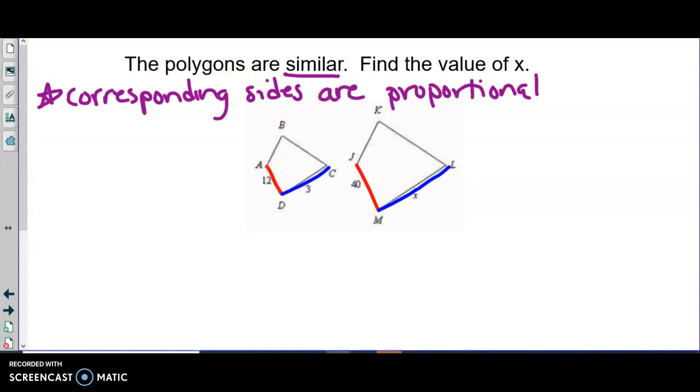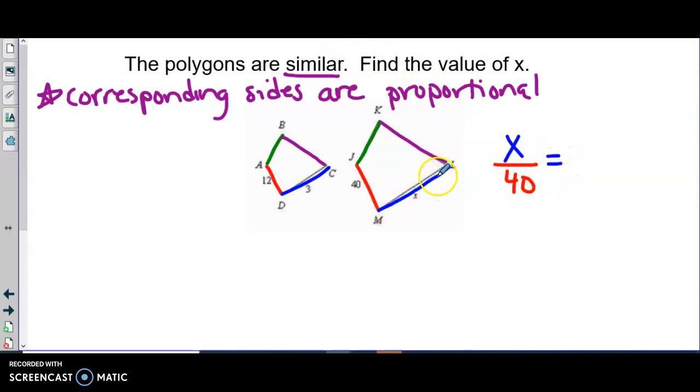And then you don't have to know the rest of these, but AB corresponds to JK and BC corresponds to KL. So we found the corresponding sides, but because they're similar, the corresponding sides have to be proportional. So we can set up proportions to find our missing value. Now I usually like to make my first fraction with whatever my letter is. So I'm going to make my first fraction x over 40. And it doesn't matter if that's your first fraction or not.